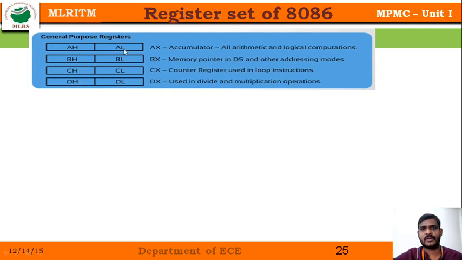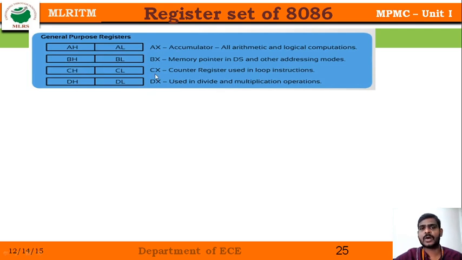Next, among the general purpose registers, the AX register is simply called the accumulator, which is used for all arithmetic and logical operations, because it must be specified when you perform any arithmetic and logical operation. The BX register is simply called a memory pointer, and in the data segment and other addressing modes it can be used as a base register. Only BX can be called a base register.